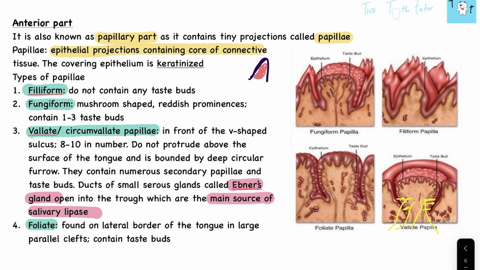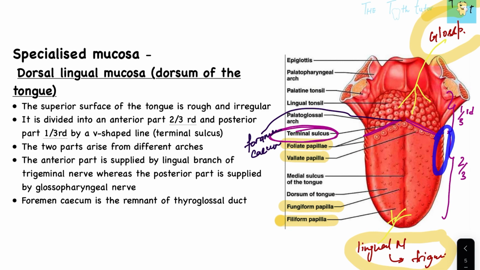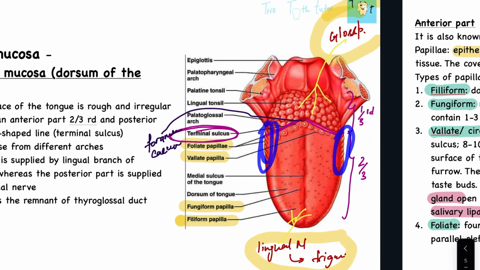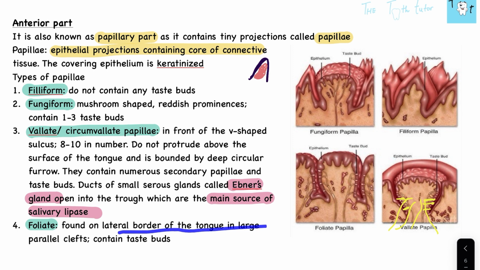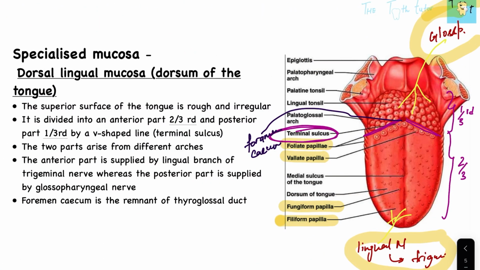Now the last one we have to discuss is the foliate papillae. They are found on the lateral border of the tongue. We discussed that foliate papillae are present over here. They are found on the lateral border of the tongue in the large papillary clefts, and they contain taste buds. So there's nothing special, nothing new. These are found in the clefts on the lateral border, and they have taste buds. So this was all about the anterior part. We have covered this portion.